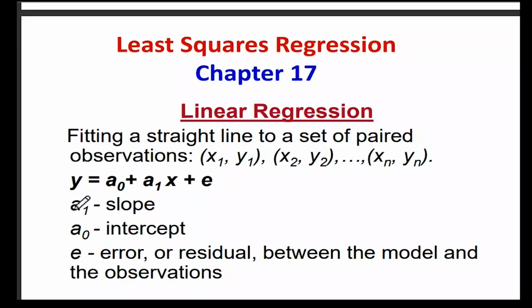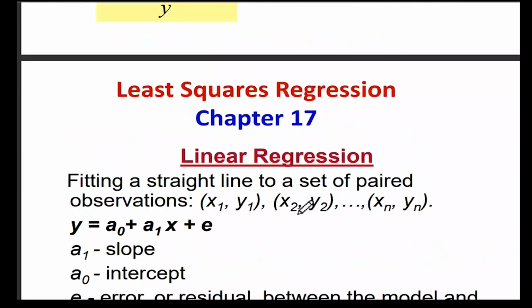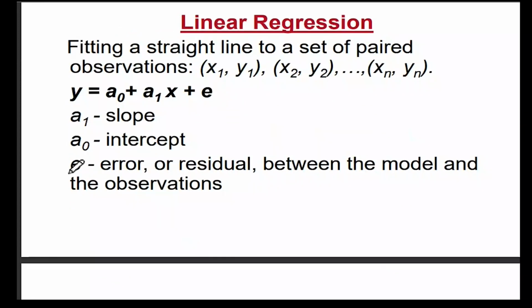where a1 is the slope of the straight line, a0 is the intercept, or where the line intersects with the y-axis, and the last one is e, the error or residual. So what do we mean by error or residual? The error or residual in this equation is the distance between the model and the observation point. From the straight line that you have created, how far that observation point is away from the line, we call it the error.